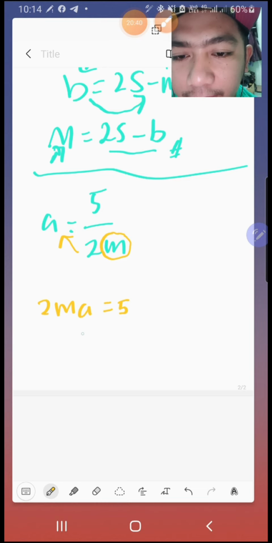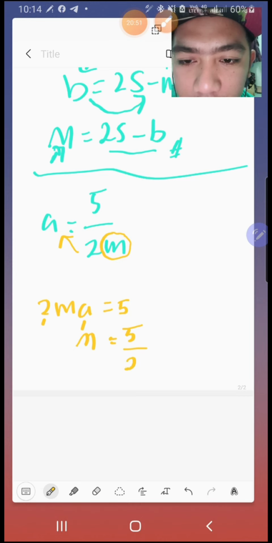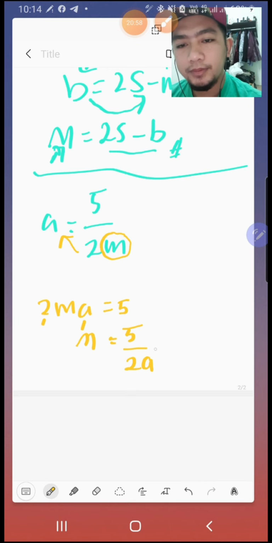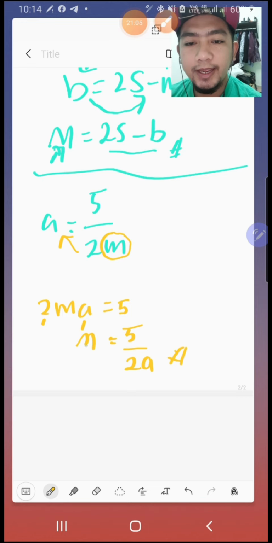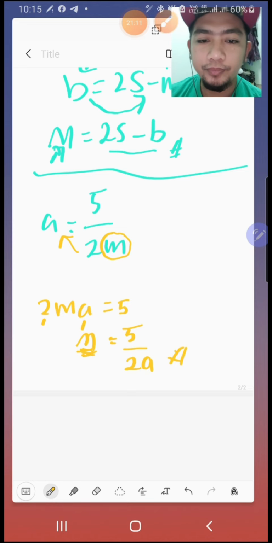That means m stays here, and 5 you copy back, and 2 and a you bring to the right again, 2a. Alright, that's easy, right? Why do you bring 2a to the right? Because we need to make sure m stays single at the left. Okay, alright.